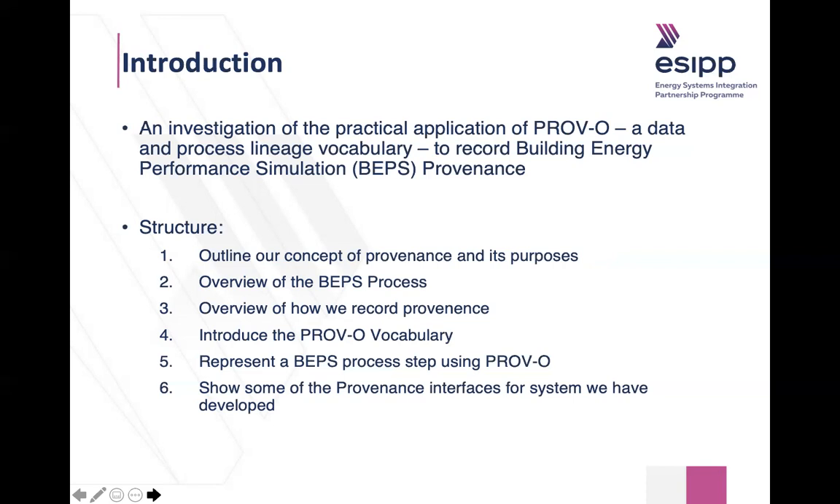The structure of our paper is as follows. We outline our concept of provenance and its purposes. We give a general overview of the BEPS process. We give an overview of how we record provenance before introducing the PROV-O vocabulary and demonstrating how we represent a BEPS process step using PROV-O. And then finally, we'll show some of the provenance interfaces that front a web app that we've developed to help BEPS engineers manage provenance about their simulation processes.